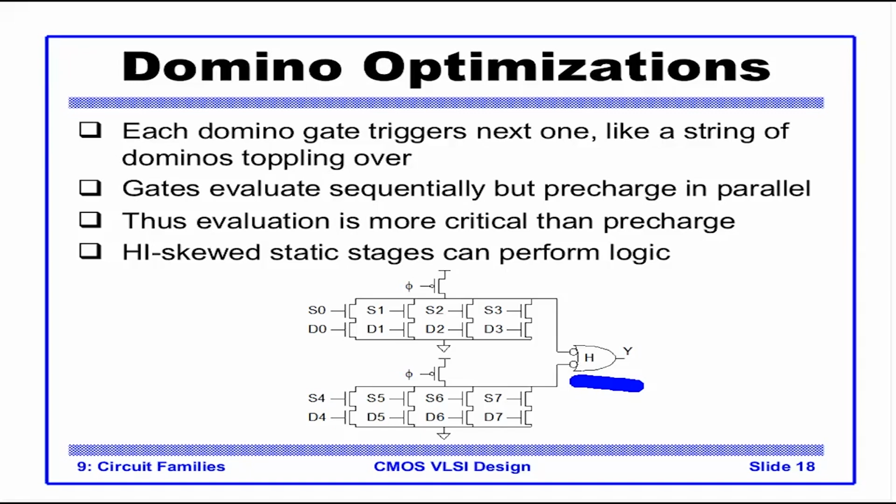logic level 1 is not critical. It anyway gets to logic level 1 during pre-charge, but going to 0 is critical. So the gates have to be skewed. They have to perform better in one direction as compared to the other. A skewed gate is faster for one case compared to the other, the two cases being the logic output going from 0 to 1 or 1 to 0. The skewed gate, let's say, will do a rise transition much faster than a fall transition. So this is what it says: high skewed static gate stages can perform logic using domino optimization.